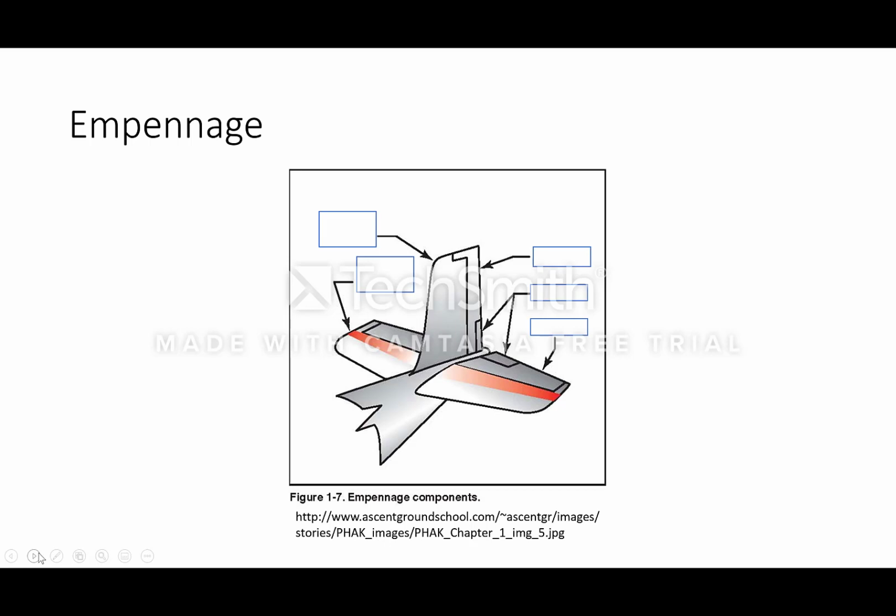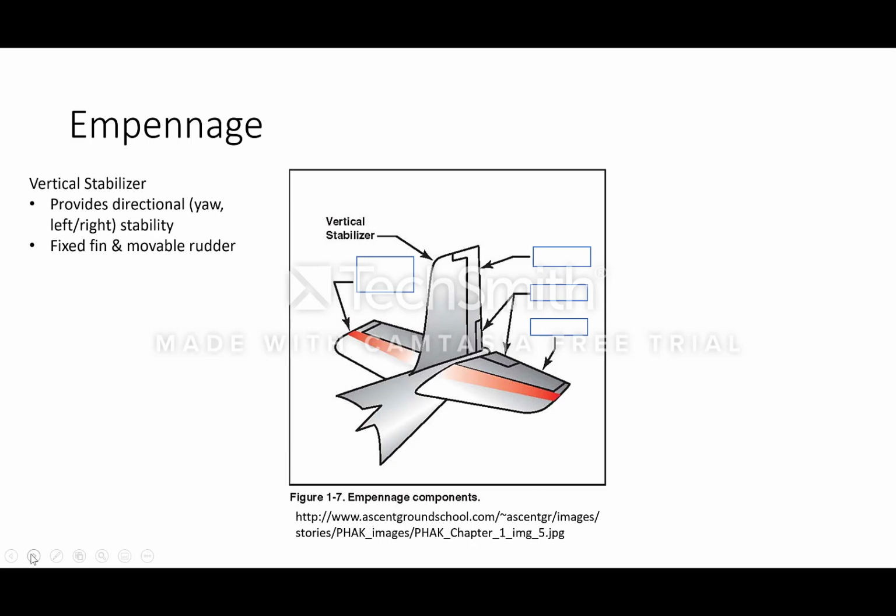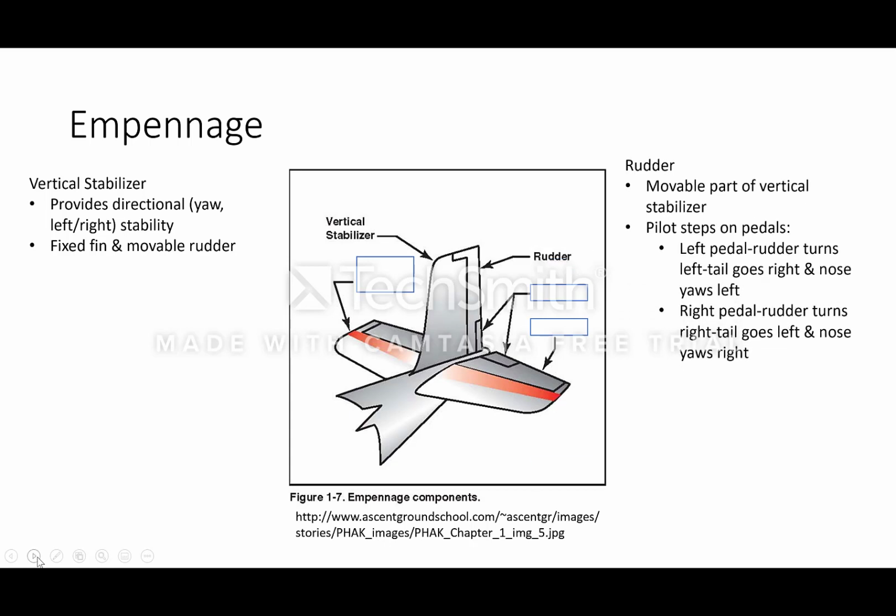So let's delve into the empennage in more detail. The vertical part of the empennage is called the vertical stabilizer. It provides directional stability, which is stability in the left and right direction, which is yaw. The vertical stabilizer is made up of a fixed fin, so part that does not move, and a movable part called a rudder. The rudder is controlled by pedals up in the pilot's area.